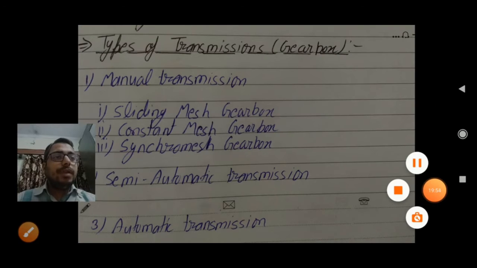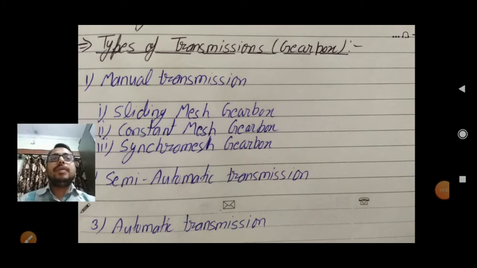Now I will talk about different types of transmission systems, or we can say gearboxes. What are the different types of systems? Different types of gearboxes occur in our automobile engines. And if you look at different automobiles or vehicles, three different types of transmission systems occur.